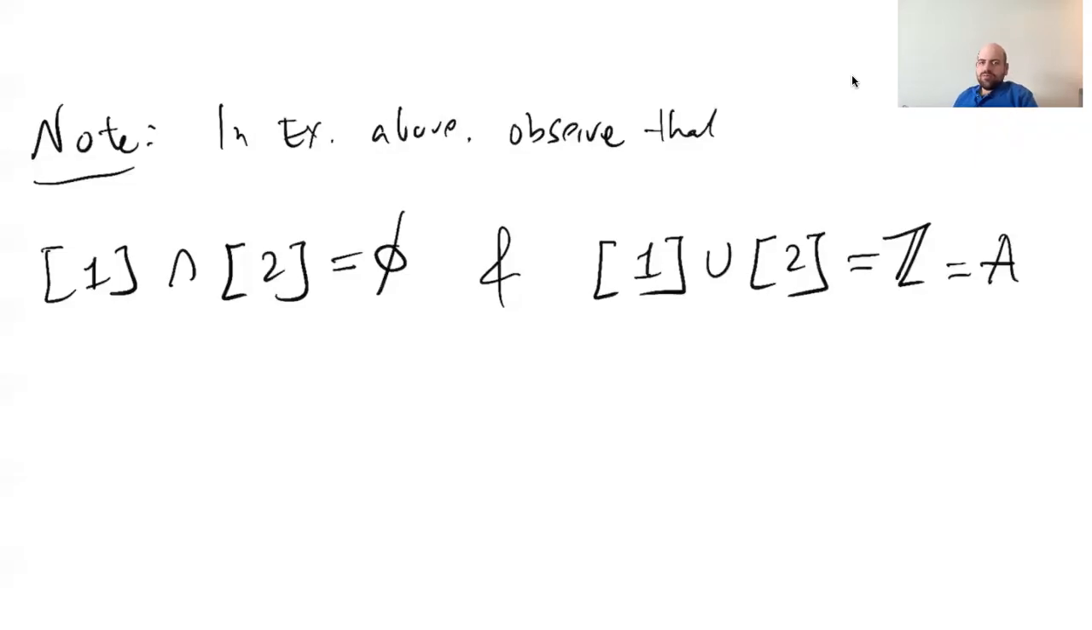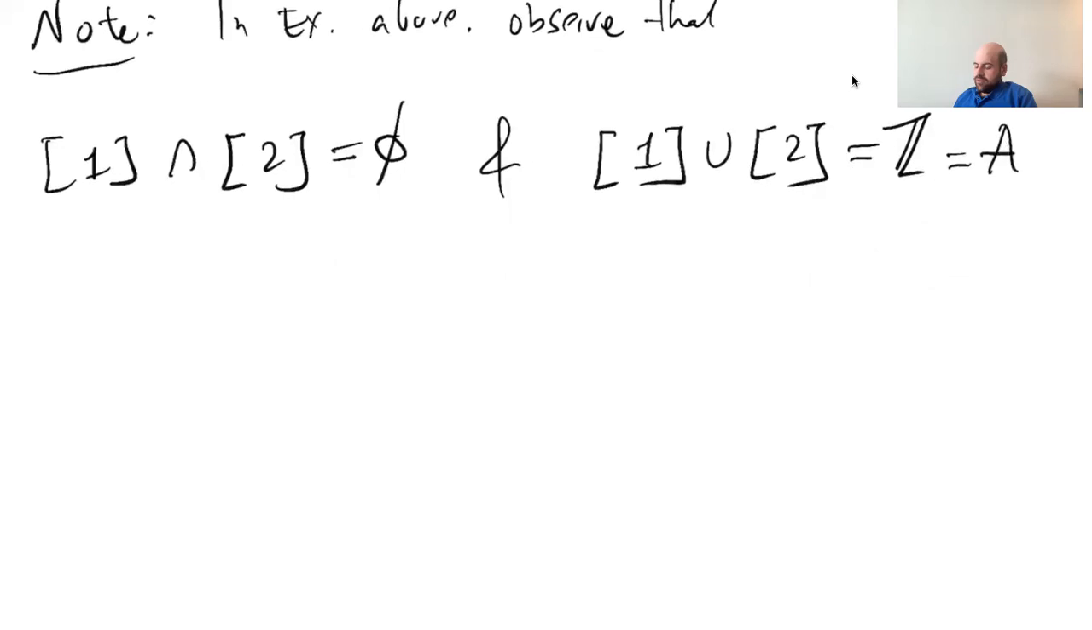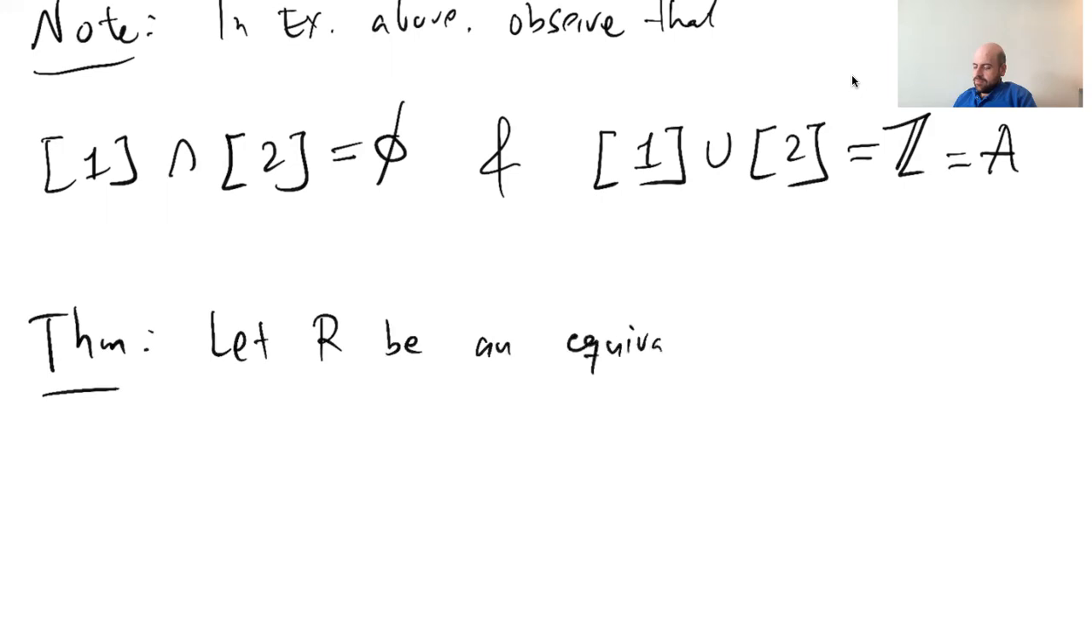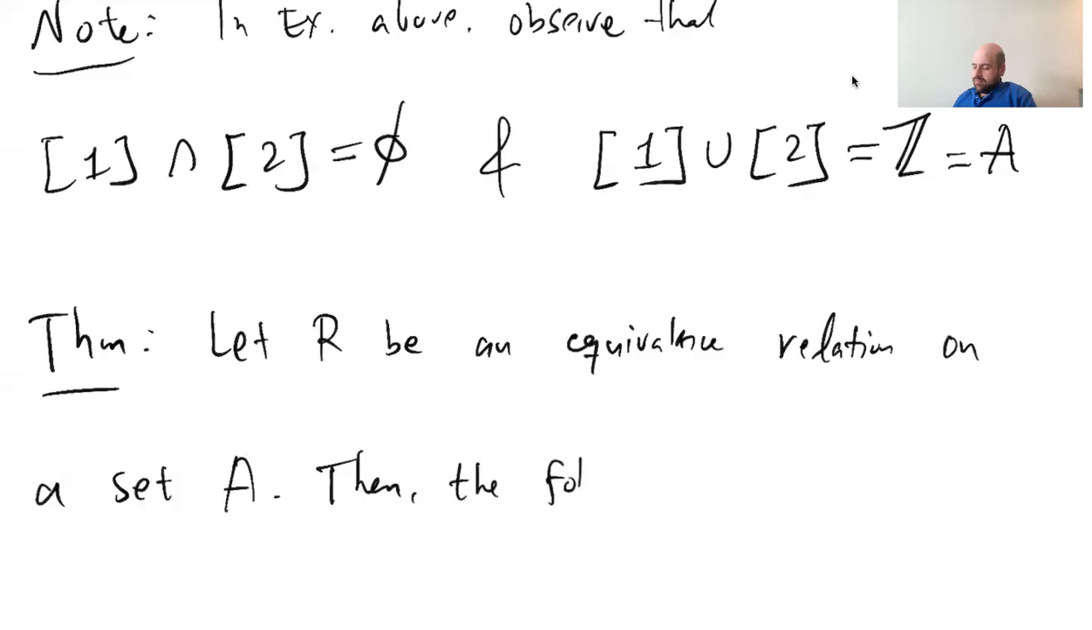Okay, so now let's prove this property formally for any equivalence relation. So theorem: let R be an equivalence relation on a set A, then the following statements are equivalent.